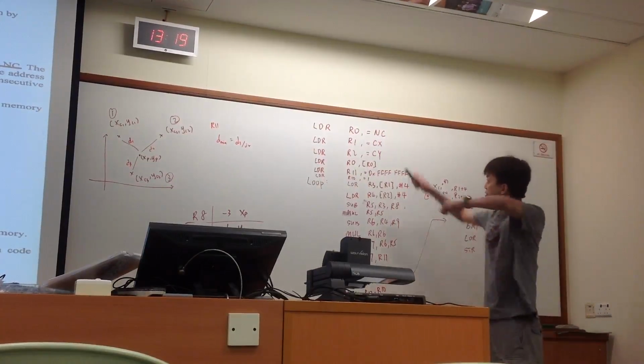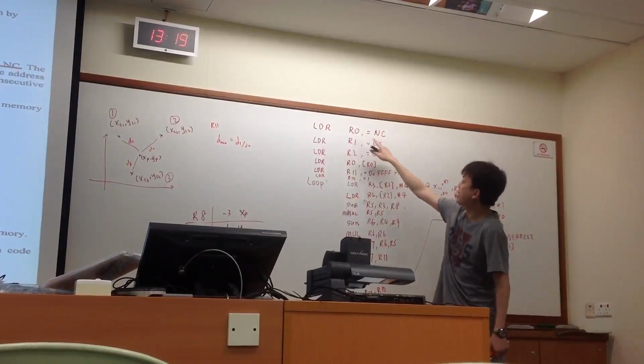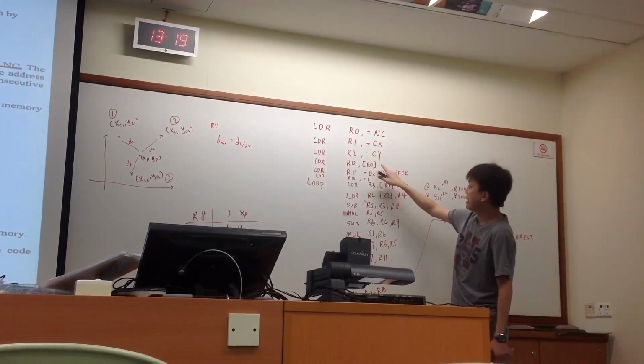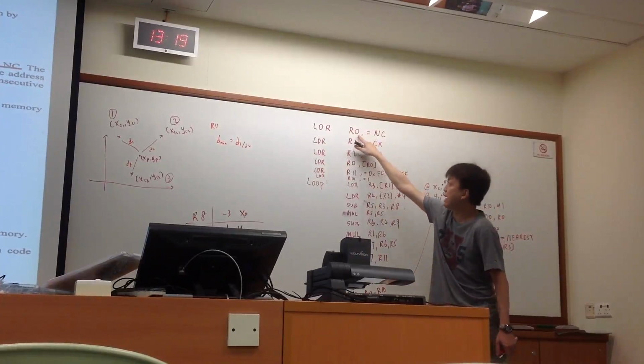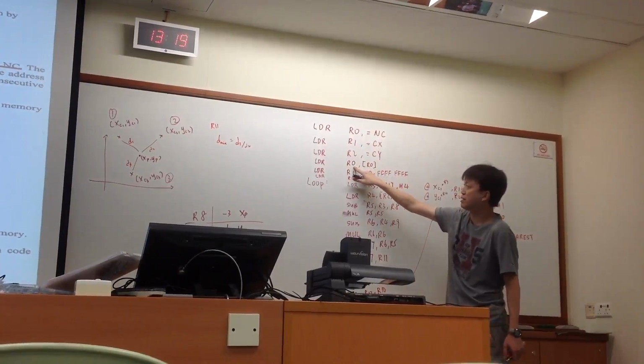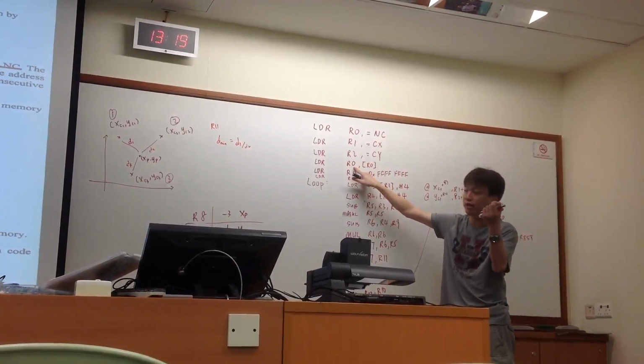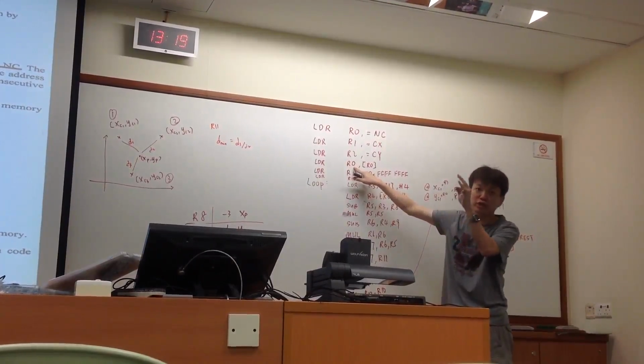Okay, we try again. Now you load the number, you load the CX, you load the CY. Then I try to load the number. This one is just an address. But after this, in R0, I can get the number of objects. In this example, 3.